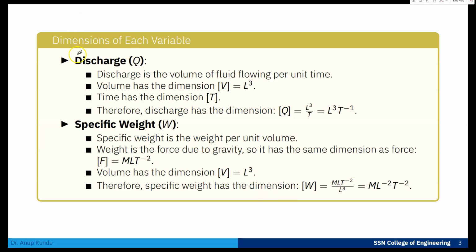Next is discharge. Discharge is the volume of the fluid flowing per unit time. Volume has dimension V, that is L cubed, and time has dimension T. Therefore discharge Q has the dimension L cubed T to the power minus 1.